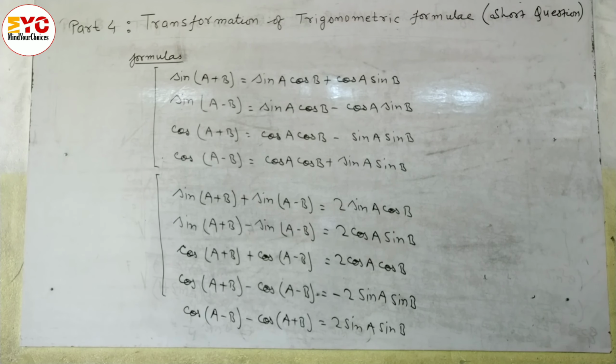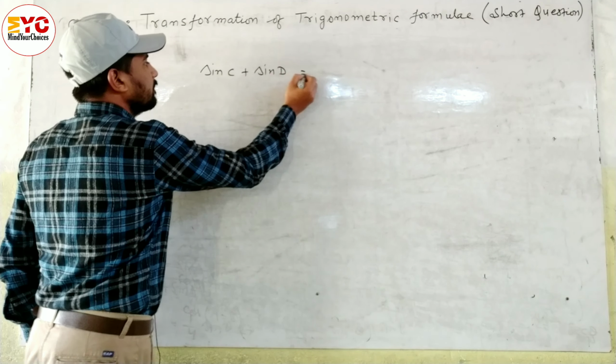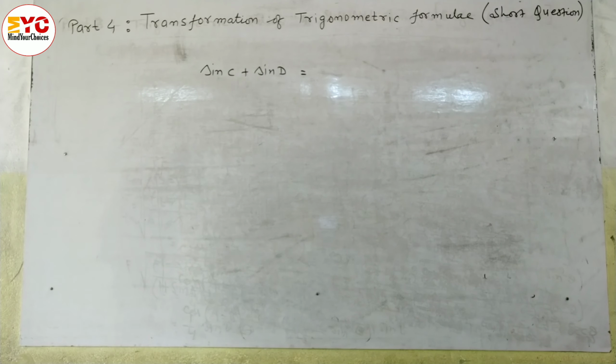Last formula of trigonometry. The 4 remaining formulas are: sin C plus sin D. Look at the formula of sin C plus sin D, which is 2 sin C plus D by 2 cos C minus D by 2. At last I will teach you tricks to remember all these formulas. I will show you tricks also.